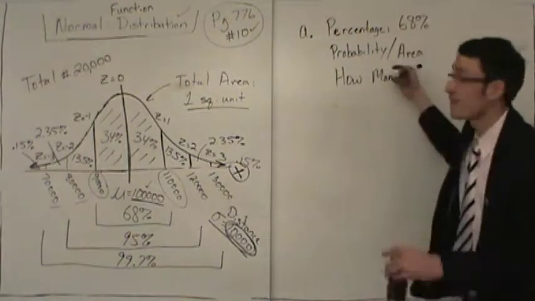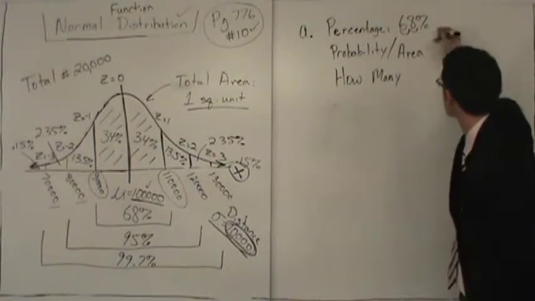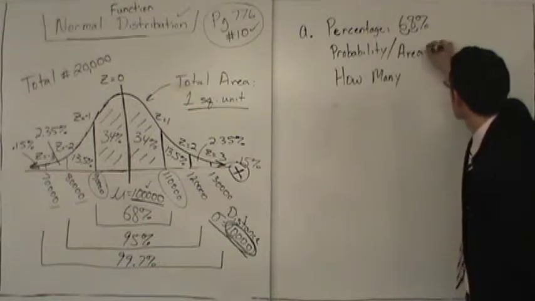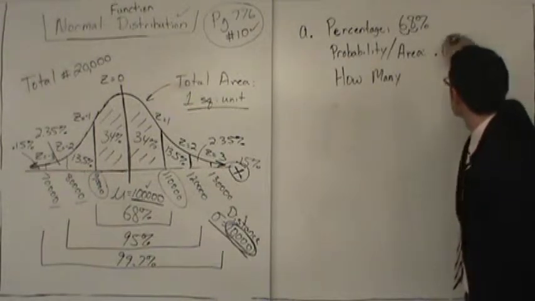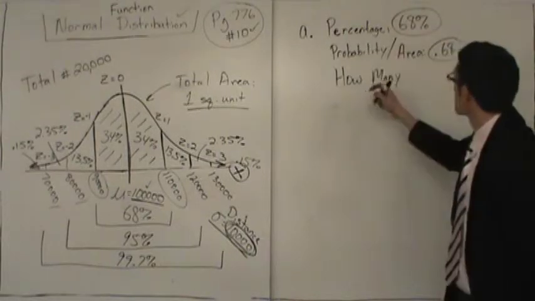To go from percentage to probability, we move the decimal 2 places to the left. Moving the decimal 2 places to the left gives us a probability of 0.68. So our probability is 0.68, and our percentage is 68%. Now, we want to find how many.